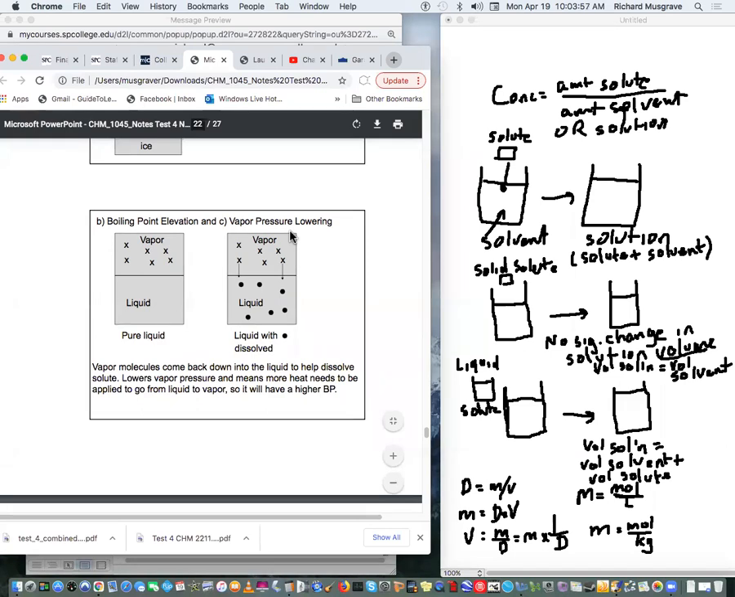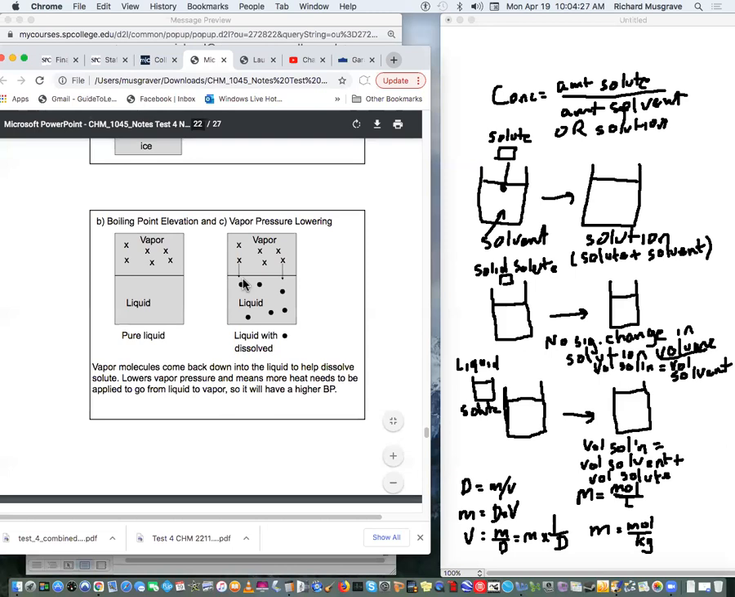So what we find is that we've got the liquid in the bottom, we have the vapor on top. And then if we decide we want to dissolve something in the liquid, some sort of solute, what's going to happen is those gas molecules will come back down into the liquid to help dissolve whatever we've put in the liquid. That's these dots here. All right, so liquid with these dots dissolve. So the X's come back down into the liquid. So this has two effects.